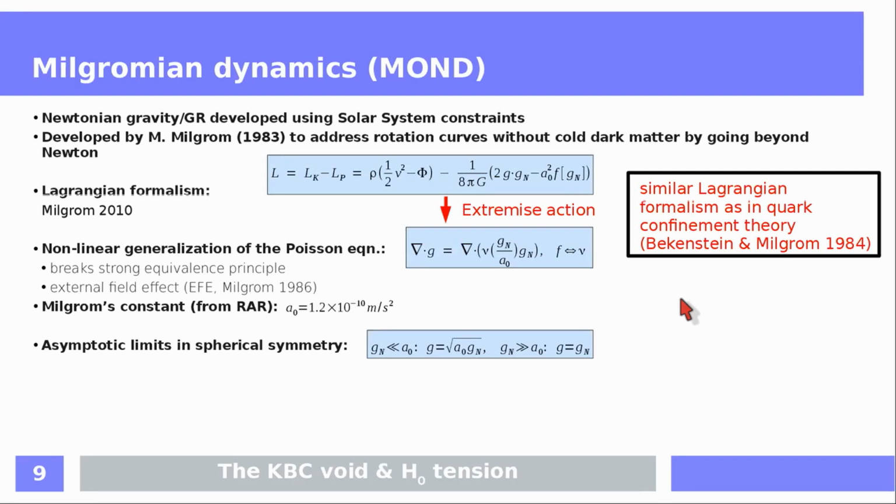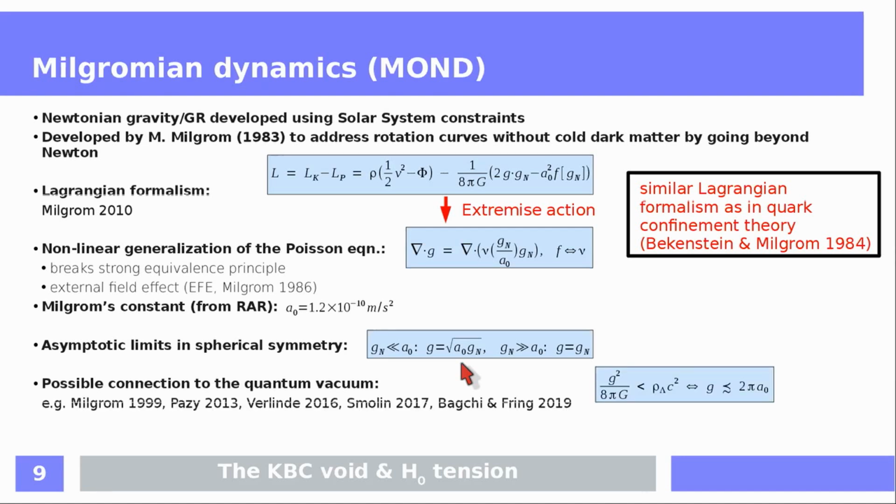Before I try and justify this value of A0, I just want to briefly recap the basic behavior of the MOND theory in spherical symmetry, which is that at high accelerations, the gravity is the same as the Newtonian gravity. And at low accelerations, the gravity goes as a square root of the Newtonian gravity, which causes the point mass gravity law to be inverse distance, leading to the flat rotation curves you saw on the previous slide.